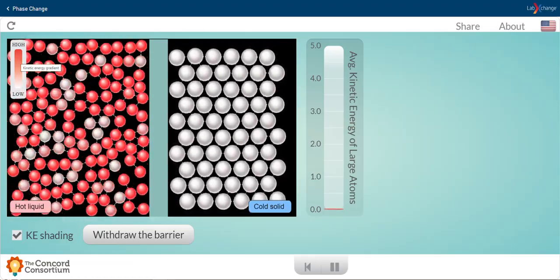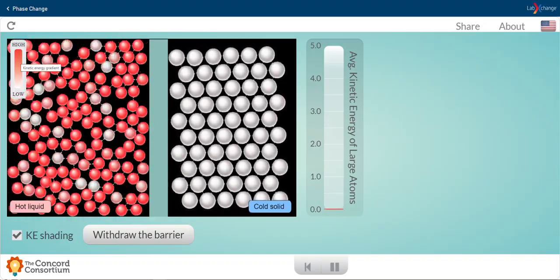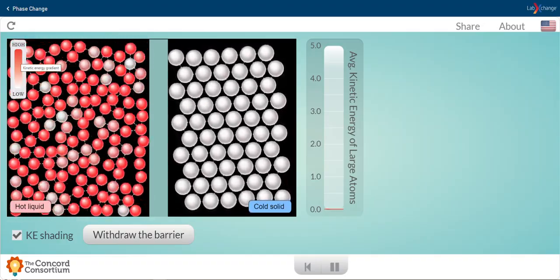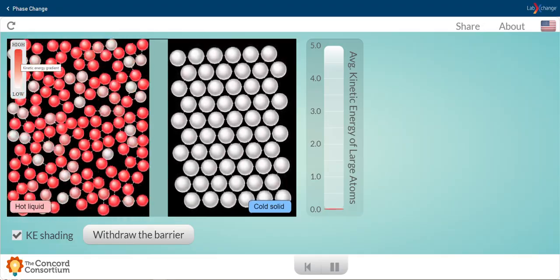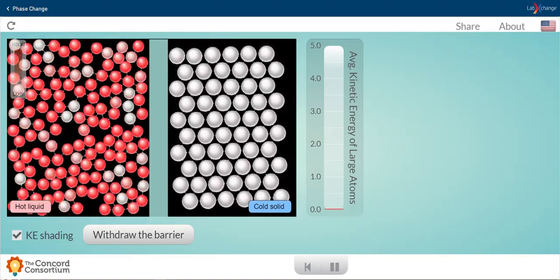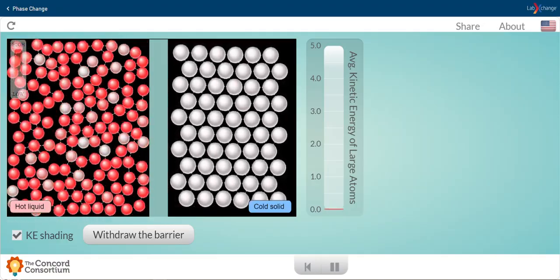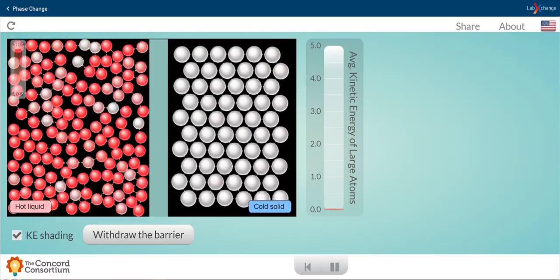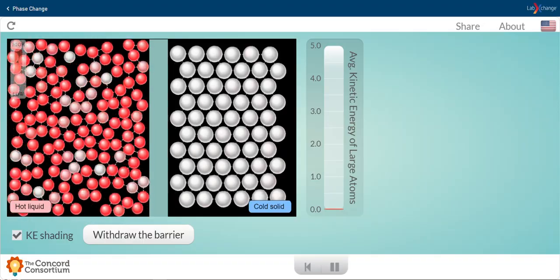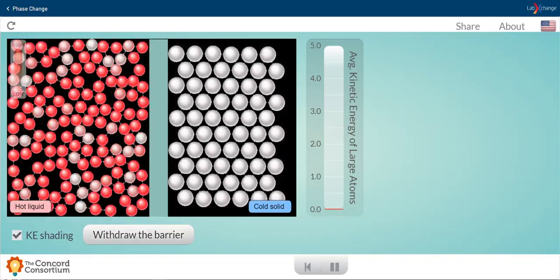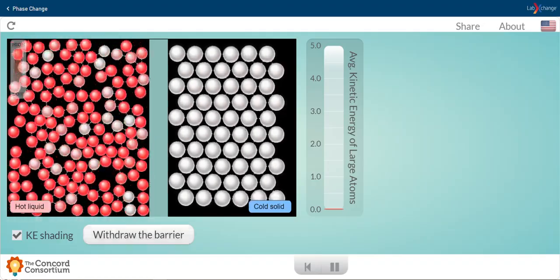When we look at our cold solid, they have some kinetic energy, but very, very little. We see that they can kind of just wiggle and vibrate in place. They can't move around nearly to the degree that we see with our hot liquid. So this gauge here is keeping track of the average kinetic energy of the large atoms. Once I withdraw the barrier, we'll be able to see what happens whenever the hot liquid particles collide with the cold solid particles.